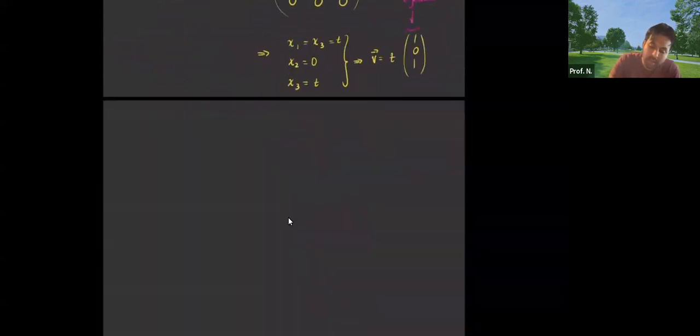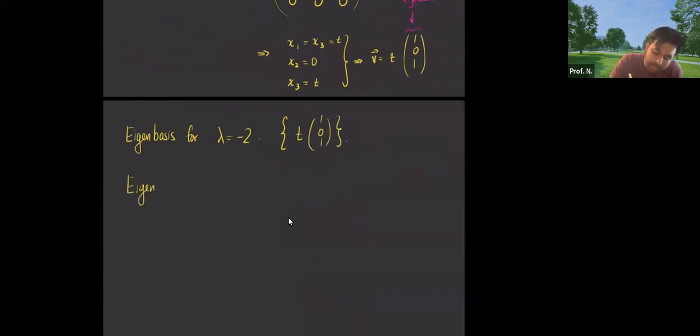So does that make sense? Let me just make this clear. The eigenbasis for lambda equaling -2 is the set of all scalar multiples of 1, 0, 1. Now the eigenvector for lambda equaling -2 is the vector 1, 0, 1.